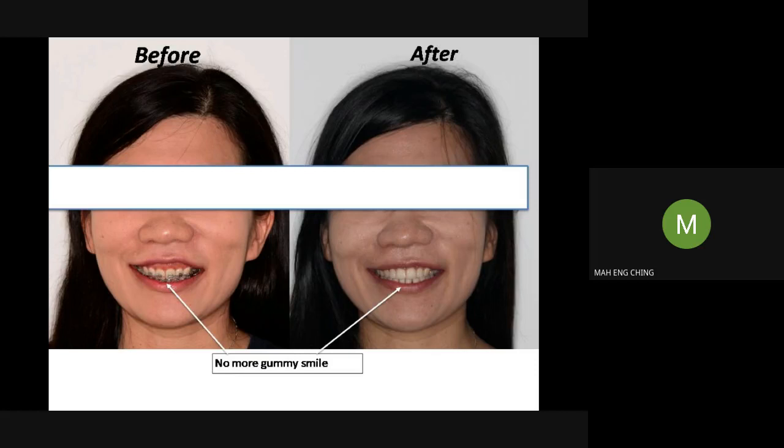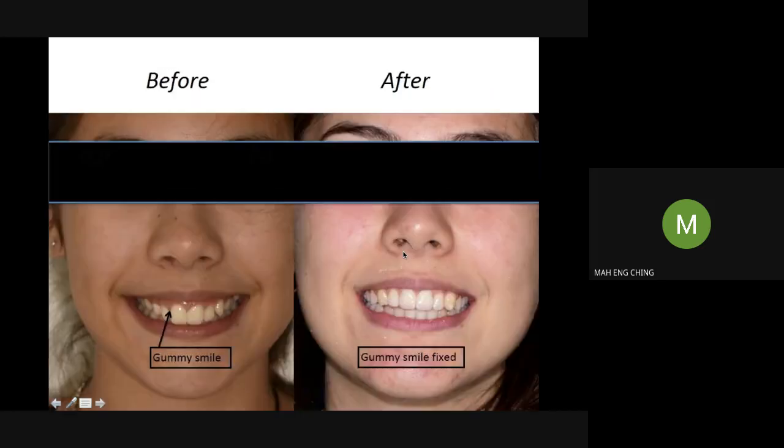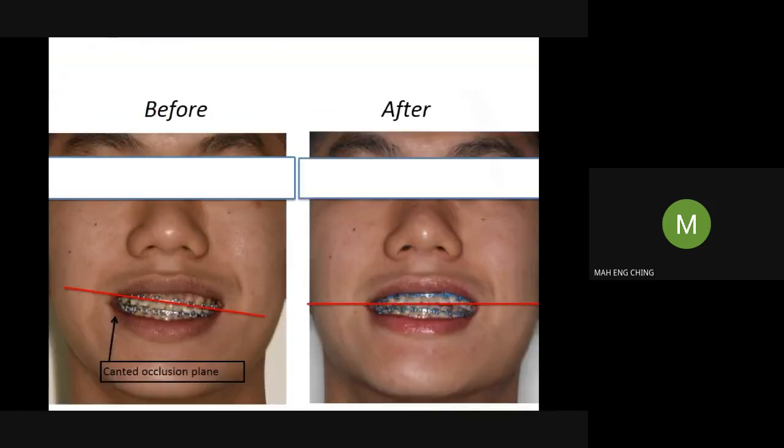Okay, you see how much intrusion will be needed. You measure the distance from the base of the nose to the incisor edge. Then you can see how much you intrude the incisor. Same thing, occlusal canting. You want to bring this up, then you use the intrusion on the left side. Intrude, so the occlusal plane will be at the same level as the eyes.